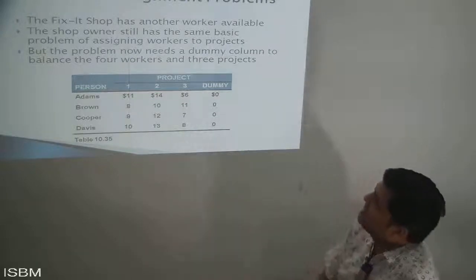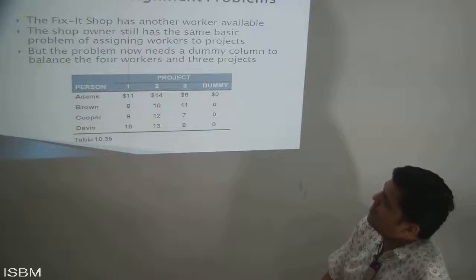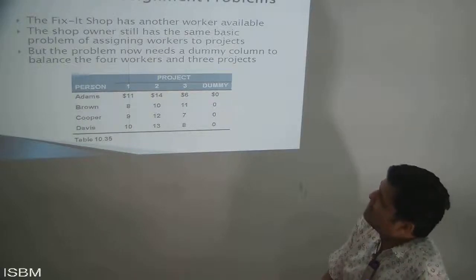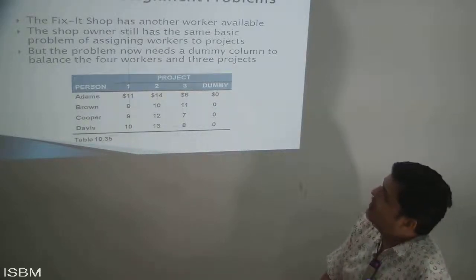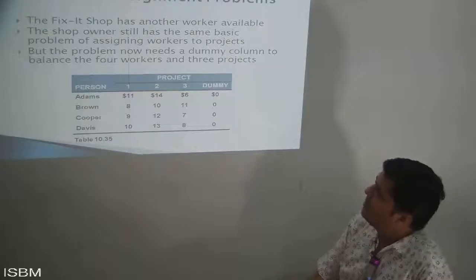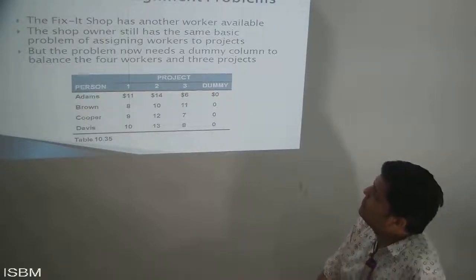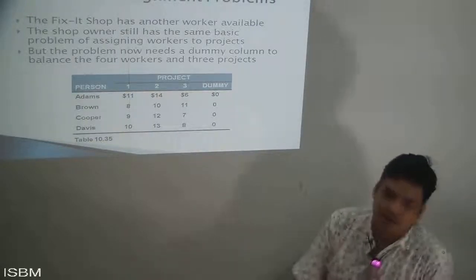To fix this, the shop has another worker available. The shop owner still has the basic problem of assigning workers to the projects, but the problem now needs a dummy column to balance the 4 workers and 3 projects.